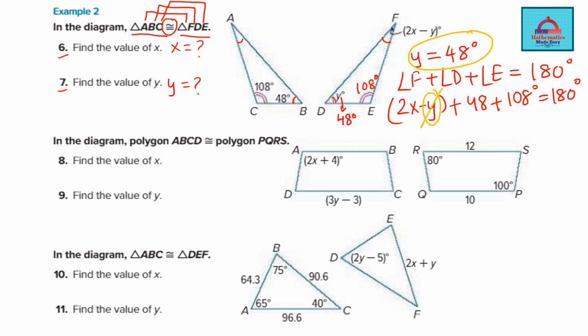So this and this cancel. What is left? 2x is equal to 180 minus 108. You can simplify this. Use your calculator. When you subtract, 180 minus 108 comes out to be 72. So 2x equal to 72, so x is going to be 36.